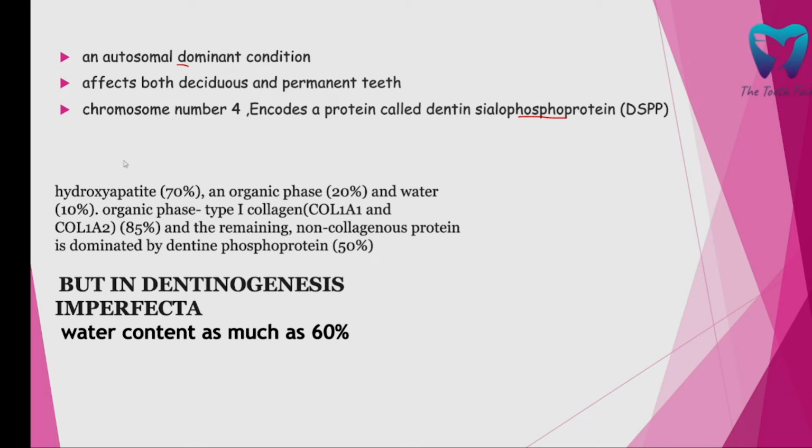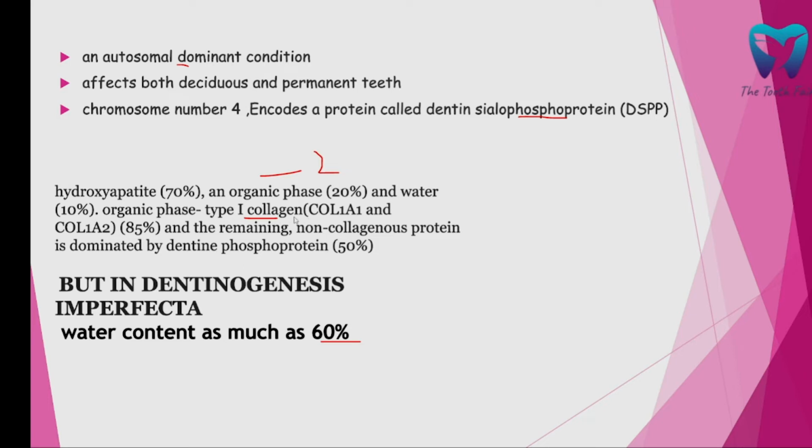If we look at the constituents of dentine, the inorganic part is 70%, while in enamel it was like 95%, the organic phase is 20%, and water is 10%. In dentinogenesis imperfecta, the water content becomes as much as 60%, from 10% to 60%. Now the organic phase consists of two parts: collagenous proteins and non-collagenous proteins. In collagenous protein, type 1 collagen is major, that is COL1A1 and COL1A2. And in non-collagenous protein, dentine phosphoprotein is major.